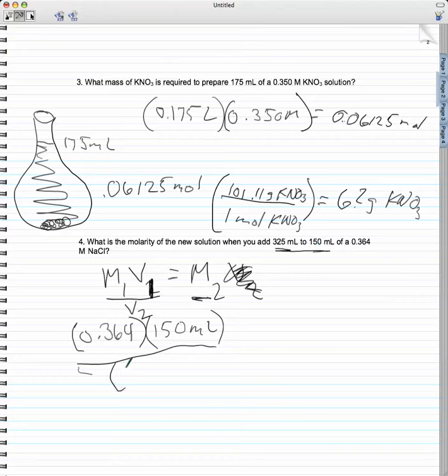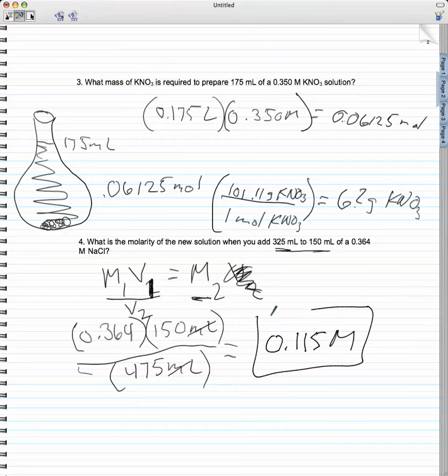it's going to come out to 475. And when we work that out, you see how these milliliters cancel out. It doesn't matter if it's 150 milliliters divided by 475 or 0.15 divided by 0.475. It's all going to come out the same, and it comes out to a new molarity of 0.115 molar. Okay, so this M1V1 equals M2V2 equation is really going to help with two things: dilutions and some solution stoichiometry where they're going to be reacting.